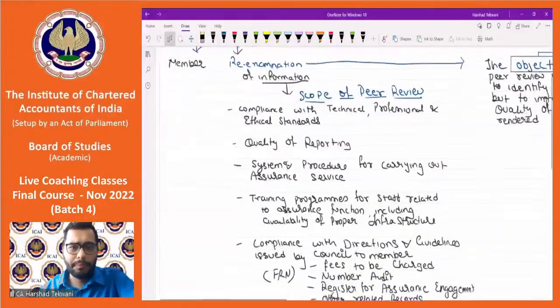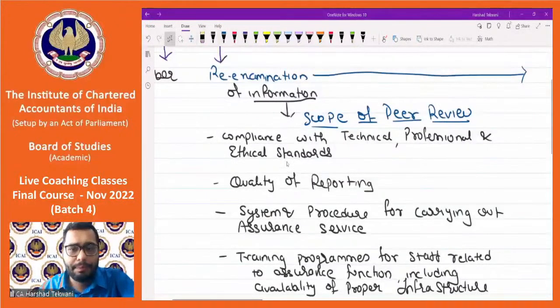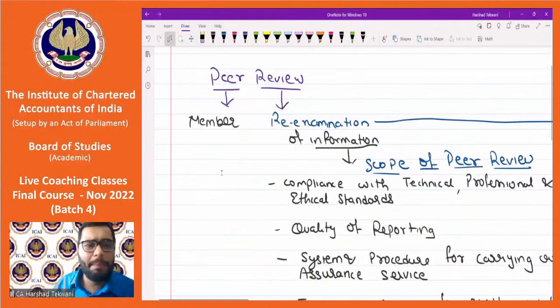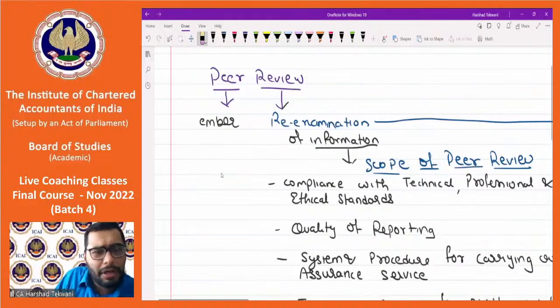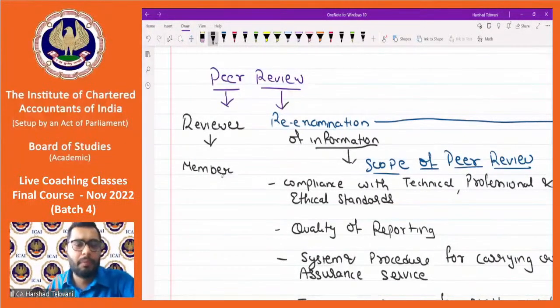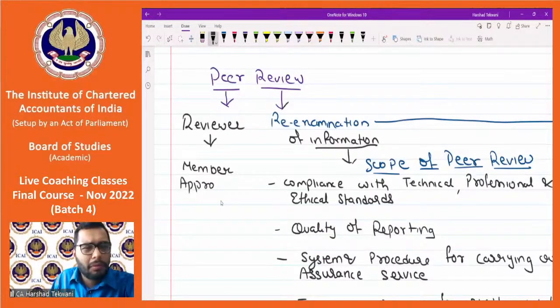Now the next thing that we need to understand is what we are calling a peer over here, member. Generally, when I say peer or member, I'll rub this term and write reviewer. So in a peer review, a reviewer performs the re-examination of information. Now, who are the reviewers over here? Reviewer means a member approved and empaneled by the board.